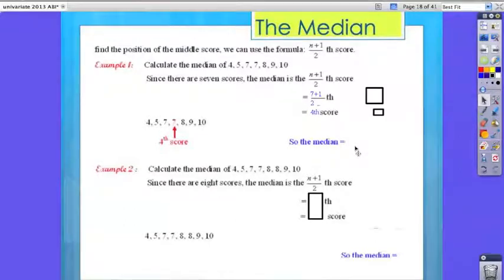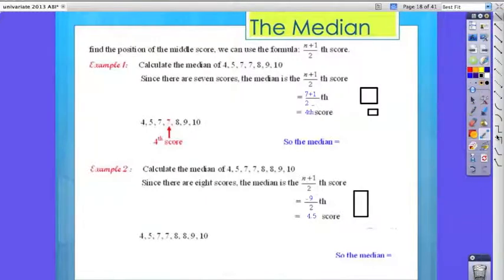The next example we look at, so this one was quite nice because if we have an odd number of results, the median is a specific result. The problem comes about though, what do we do if we've got an even number of results? Okay, so if you have a look here, we've got 8 results this time. So 8 plus 1 is 9. So 9 divided by 2 gives us 4.5. So what this actually means is our median is between our 4th and 5th result.